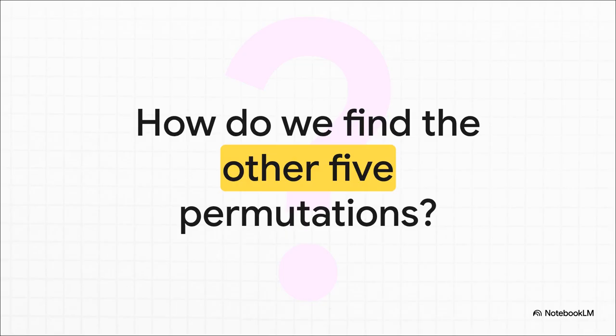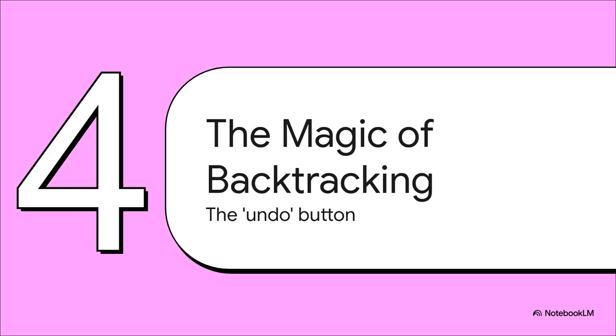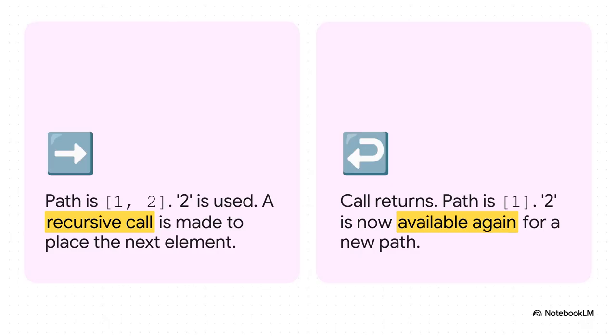How does our algorithm get from finding 1, 2, 3 to finding, say, 1, 3, 2? We can't just keep adding numbers. We need some way to go back and try a different path. And this is where the real magic happens. The secret ingredient that allows a recursive algorithm to explore every possible path without getting lost is a technique called backtracking. So here's the big idea with backtracking.